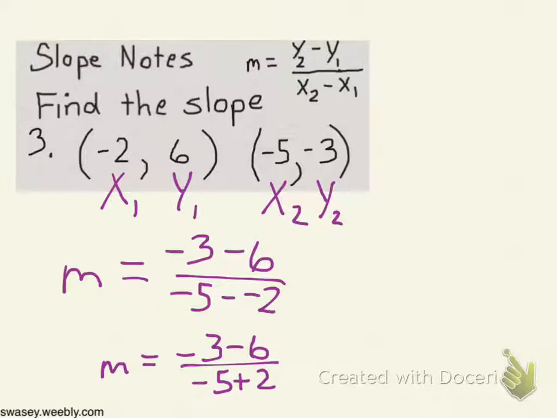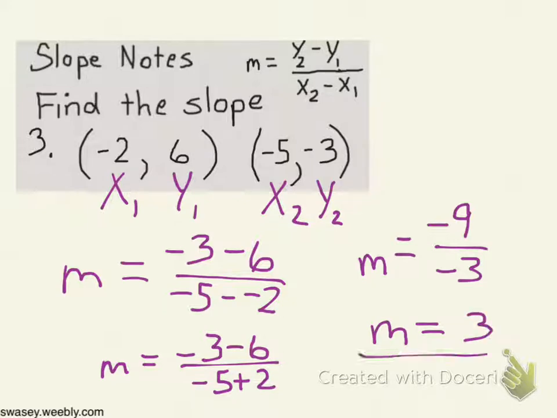On the top we'll subtract that, we get negative 9. On the bottom we add that, we get negative 3. Negative divided by a negative is positive, and 9 divided by 3 is 3. So we get positive 3 as our final answer. Again, a negative divided by a negative is positive.